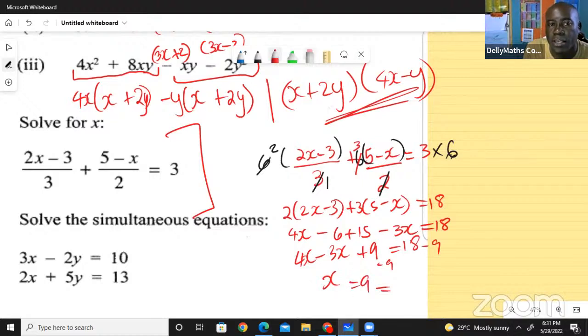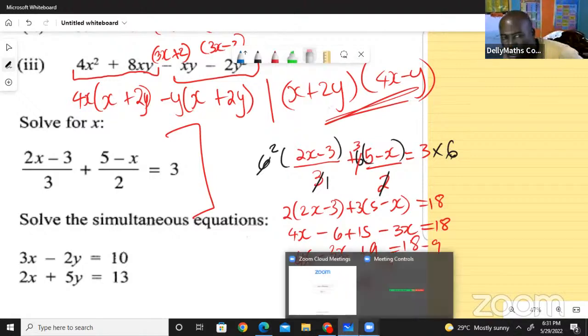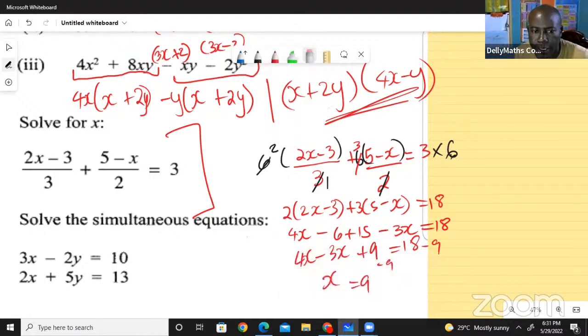All right. So there it is. x is equal to 9. I'm looking for some confirmation coming out. I haven't seen anybody post that one yet. Yeah, x is equal to 9.